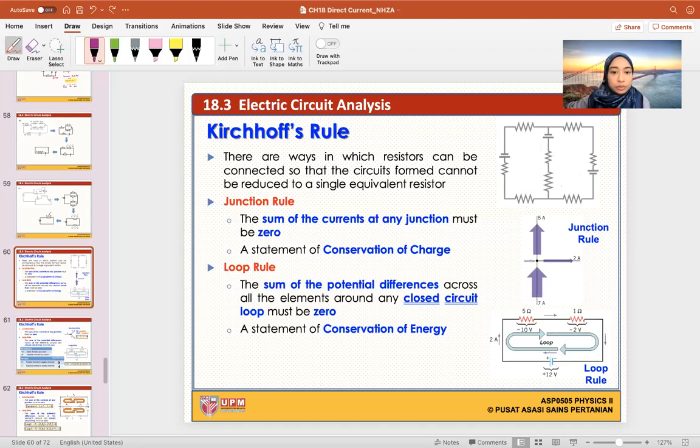So we have two rules. Under Kirchhoff's rule, we have two rules. The first one is called the junction rule, and the second one is called the loop rule. The junction rule talks about the current.